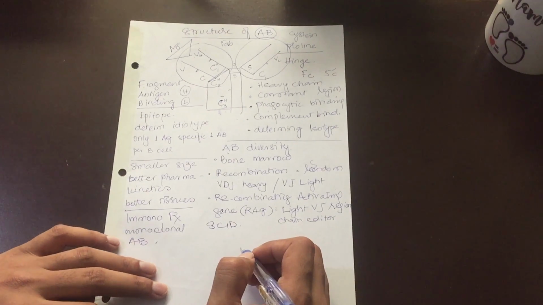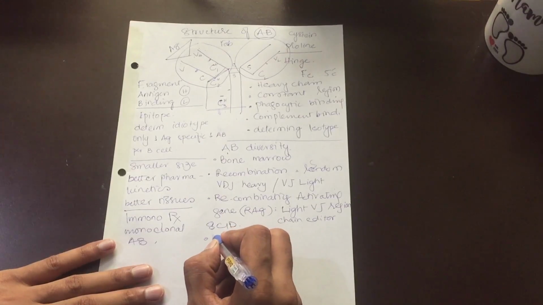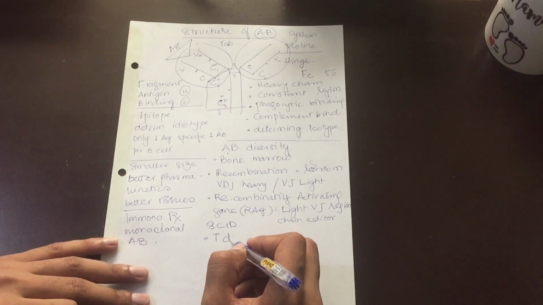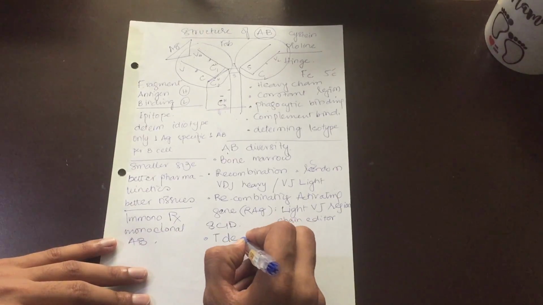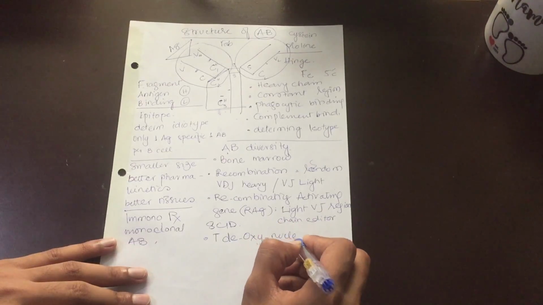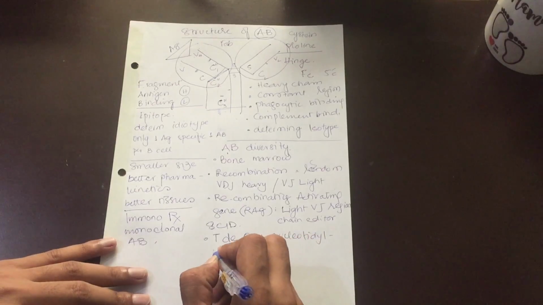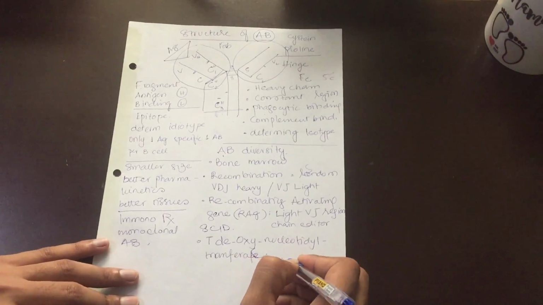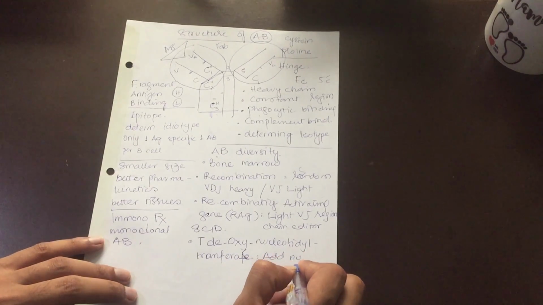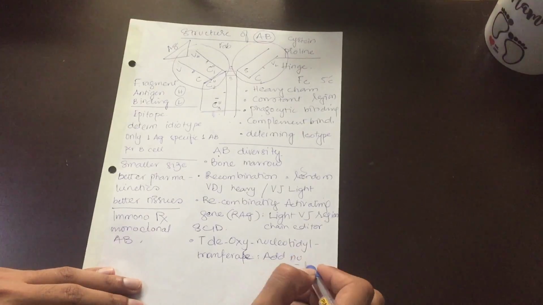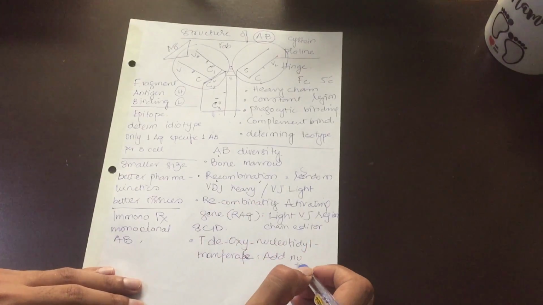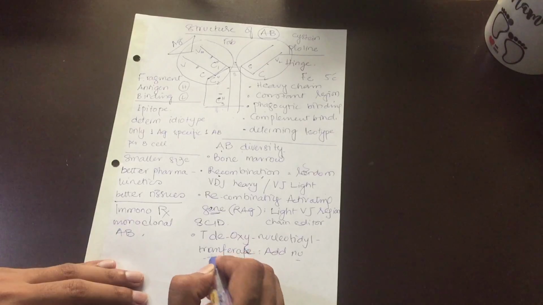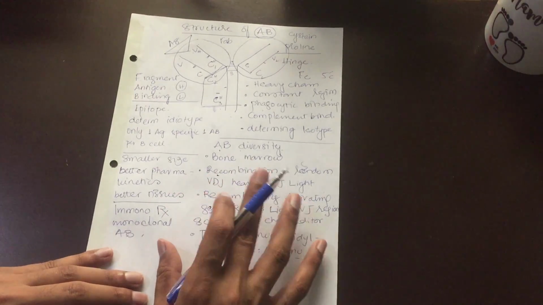So after recombination, we have an enzyme known as terminal deoxynucleotidyl transferase. This enzyme adds nucleotides randomly during this recombination, and this gives the diversity. So this enzyme and this gene work together to give VDJ recombination rearrangement.